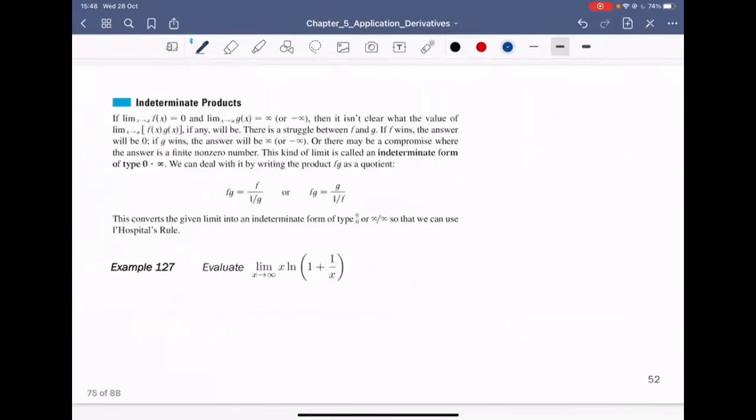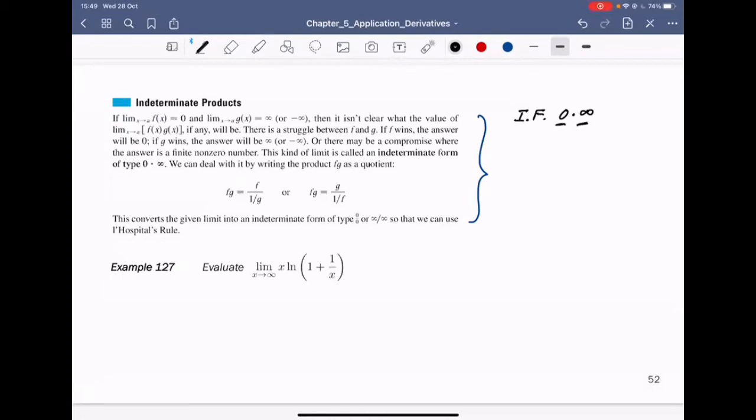So the next one is indeterminate products. You can read this by yourself, but I'm going to sum it up for you. The idea is you could have the indeterminate form 0 times infinity. Sometimes when you plug in, you could have 0 times infinity.